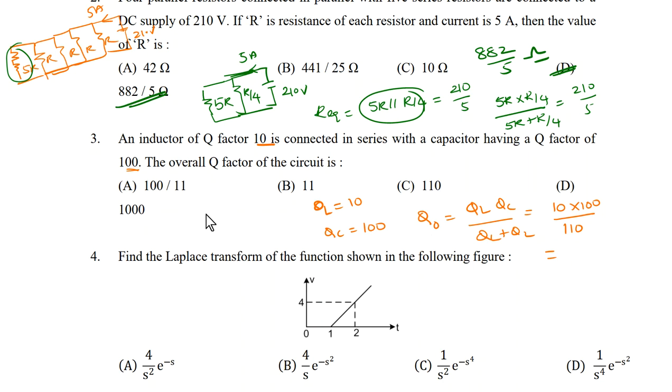So the answer will be 100 by 11 here. The 10 gets cancelled. 100 by 11 is the answer. So answer A is the right answer.